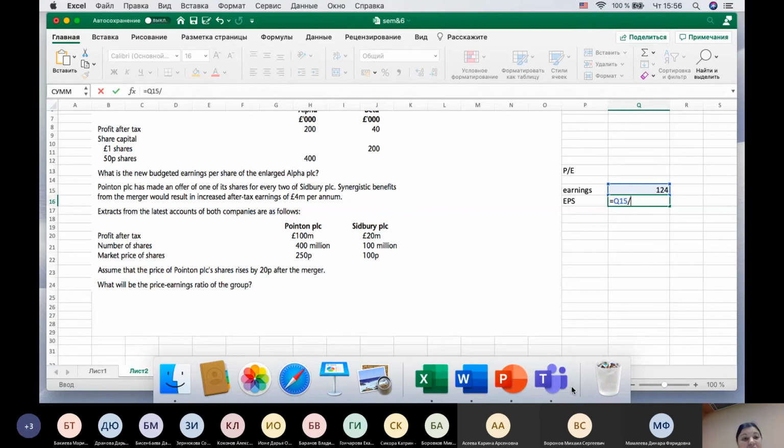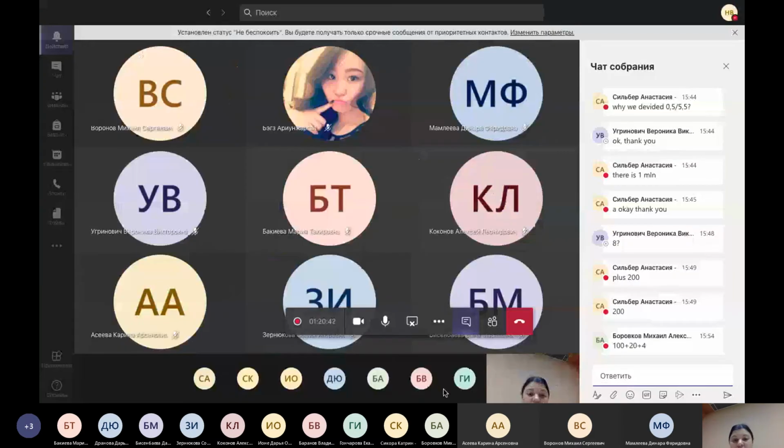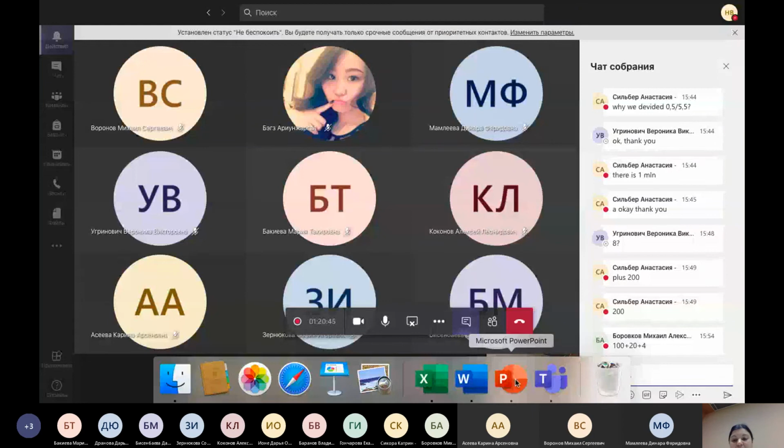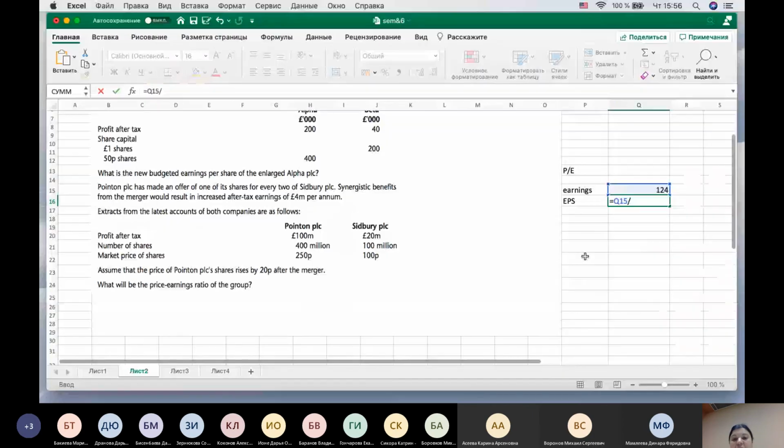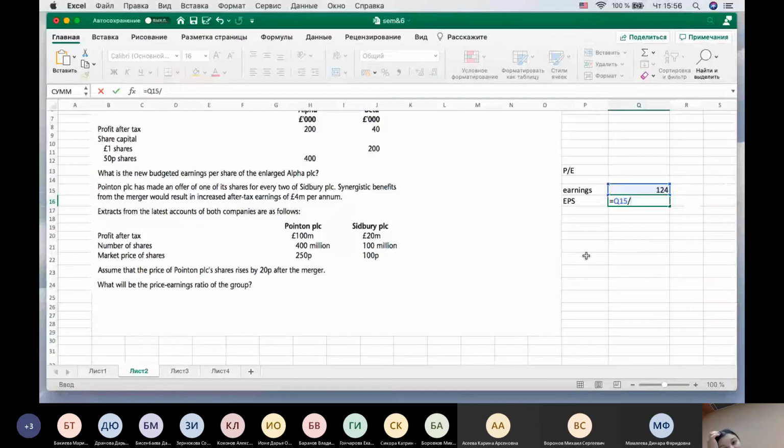Poynton has made an offer of one of its shares for every 2 Sidbury shares. What about the common amount of shares? The total amount of shares? How do you think? Dear colleagues, what about the total amount of shares?